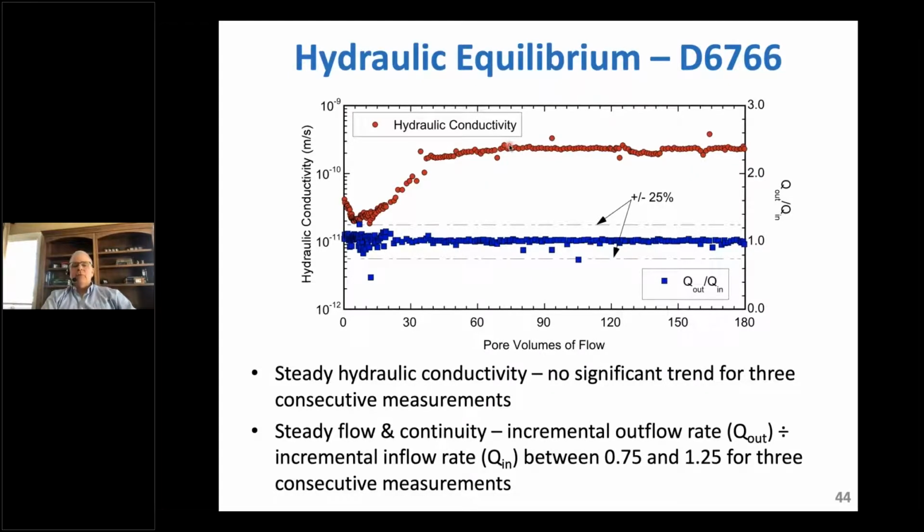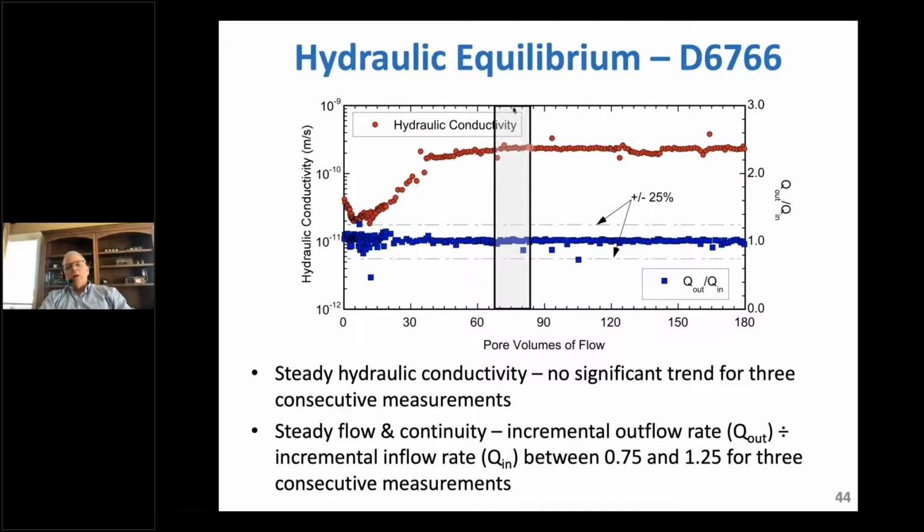Wow, that's a lot of flow. Inflow and outflow are roughly the same. Early in the test, there's some variability, but it tends to be relatively constant. But the conductivity takes a long time. So some of these experiments may take a long time to reach equilibrium. And here, roughly around 70 pore volumes of flow, 70 pore volumes of flow before chemical equilibrium.